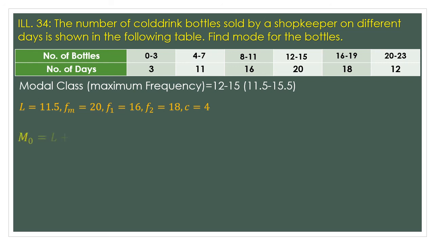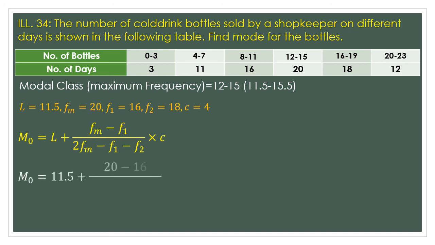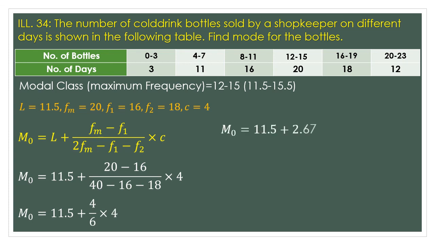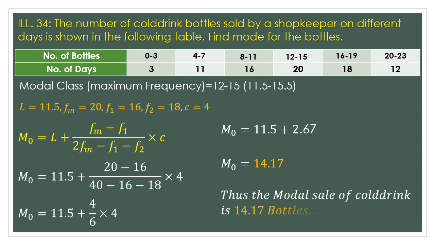That is 4. We will take our formula, mode is L plus Fm minus F1 upon 2Fm minus F1 minus F2 into C, and put the values: 11.5 plus 20 minus 16 upon 40 minus 16 minus 18 into 4. Let's do the subtractions first. That would be 4 upon 6 into 4, and that would give you 11.5 plus 2.67, and the answer will be 14.17 bottles. Thus the modal sale of cold drinks is 14.17 bottles.